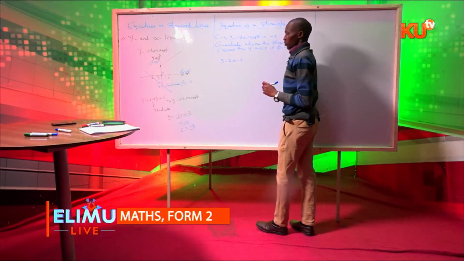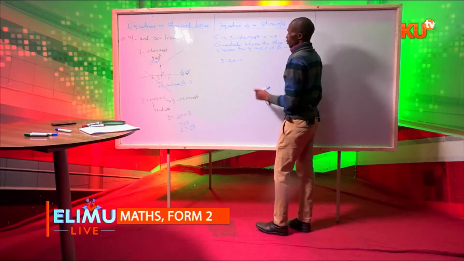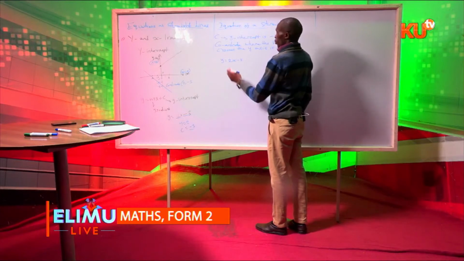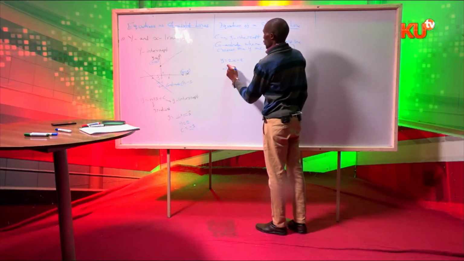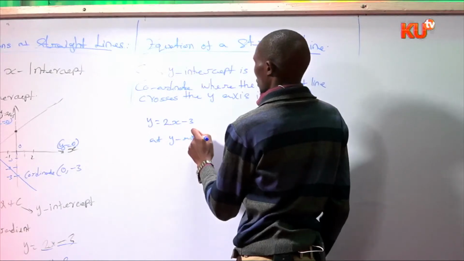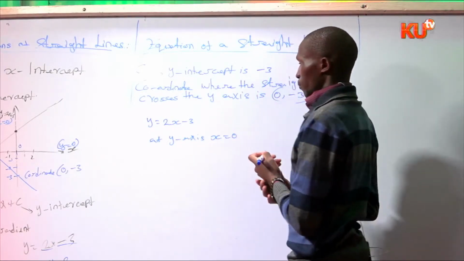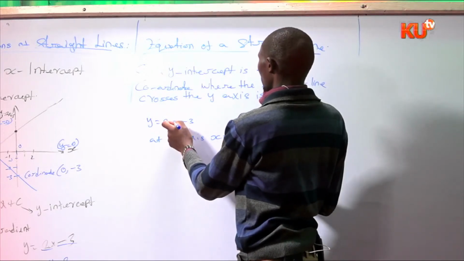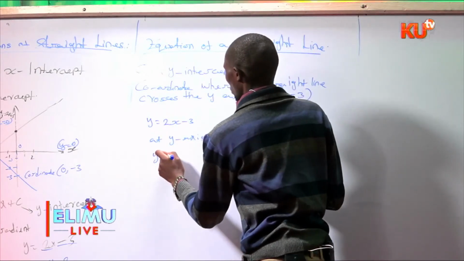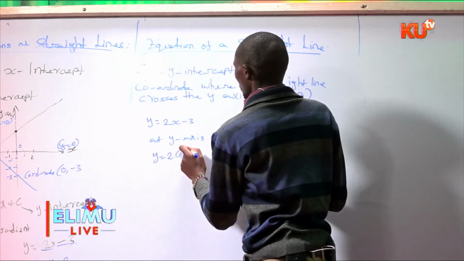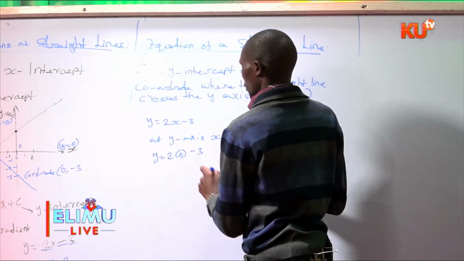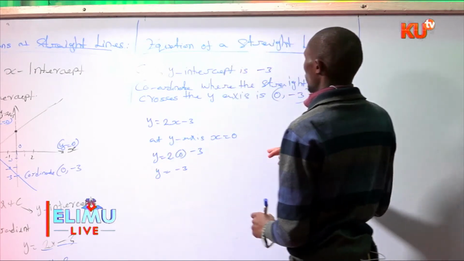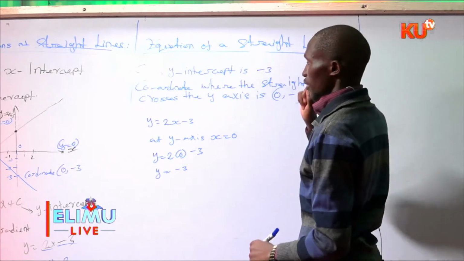So y equals 2x minus 3. That is our equation. We chose to use this. So y equals 2x minus 3. We know that at the y-axis, x equals 0. So we can introduce 0. We substitute it here. We say that y equals 2 into bracket 0 minus 3. Therefore, the y value is -3. And as you can see, the y-intercept is -3.